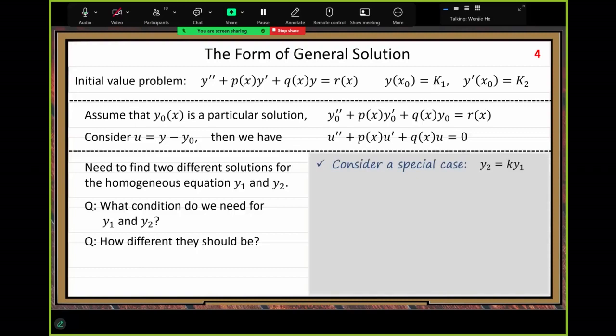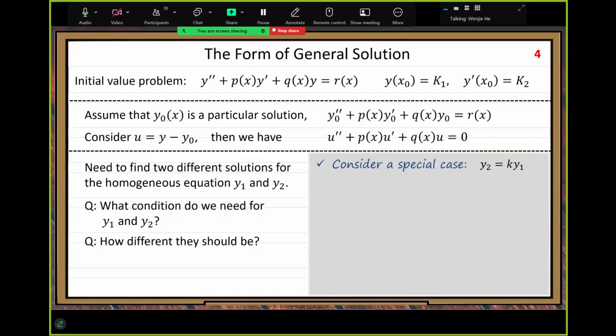All right, consider a special case. Let's consider y2 equals K times y1, where K is a non-zero constant. If K is not equal to 1, y2 is different from y1, right? But because it is just the scaled y1, you scale y1 by constant K, it does not help. Because the relationship is too close, y2 and y1 too close.